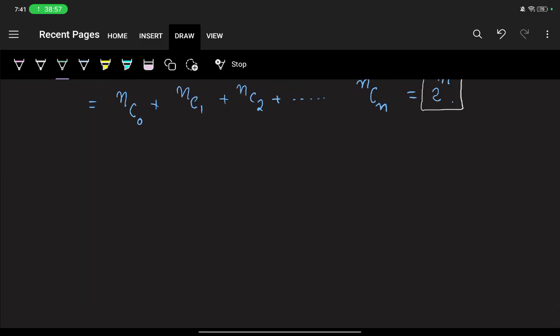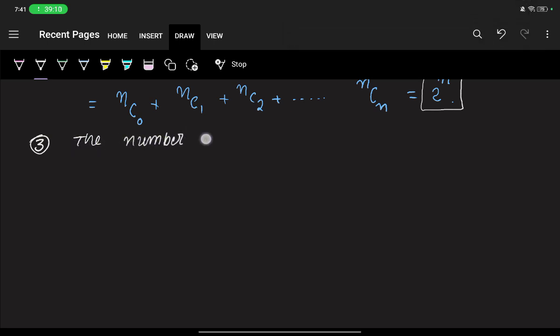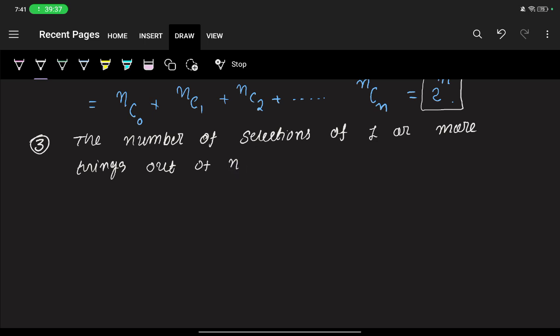Let's discuss the third point. The third point is this: the number of selections of one or more things out of n different things can be written as nC1 plus nC2 plus up to nCn, and that can be written as 2 raised to n minus 1.